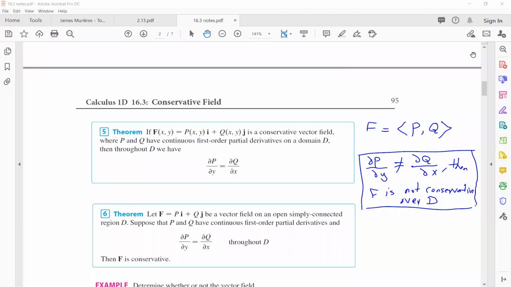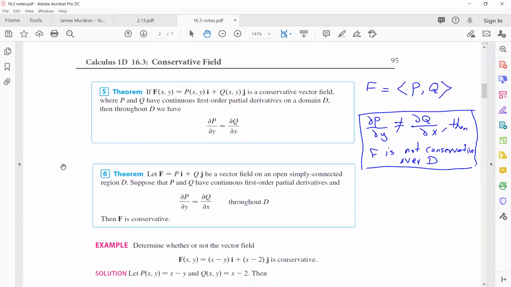I expect you to ask when the inverse is true. Okay, let's take a look at theorem number 6. Suppose you have a vector field F is P in the direction of the x-axis plus Q in the direction of the y-axis, and it's defined on an open, simply connected region like D.